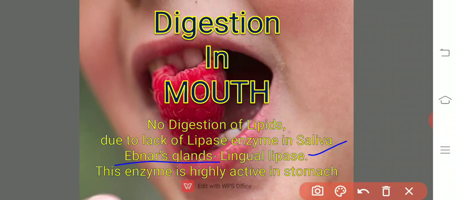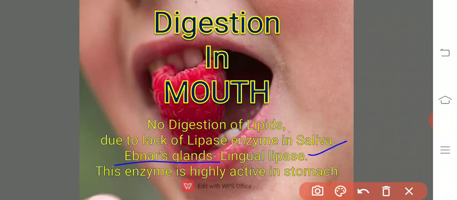The lingual lipase which is secreted by the Ebner glands is highly active in an acidic pH environment, so it actively functions in the stomach. Whenever the saliva mixes with the food, the lingual lipase also mixes with the food, but there is no proper digestion of lipids in the mouth. As and when it reaches the stomach, due to the acidic environment, it is highly active and digests the lipids there in the stomach itself.